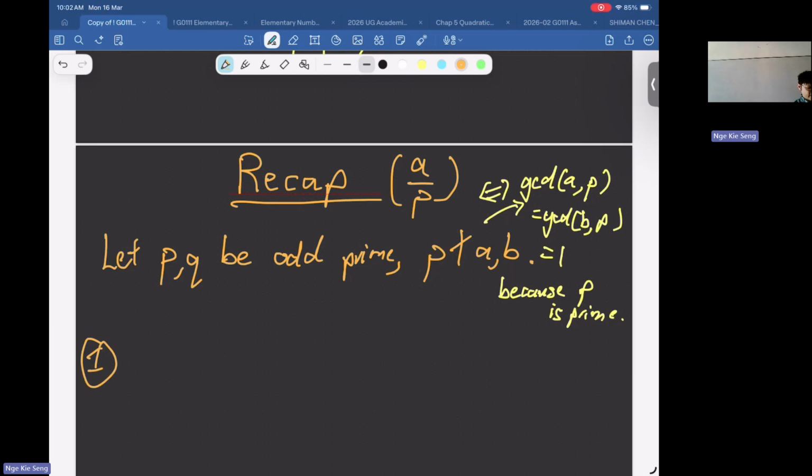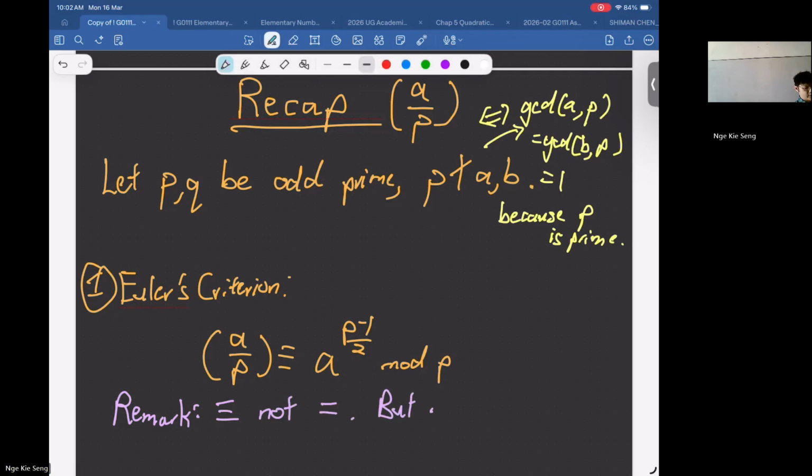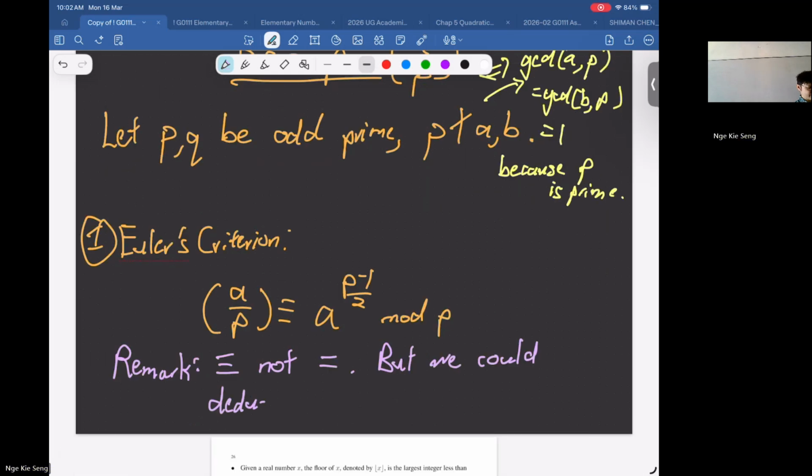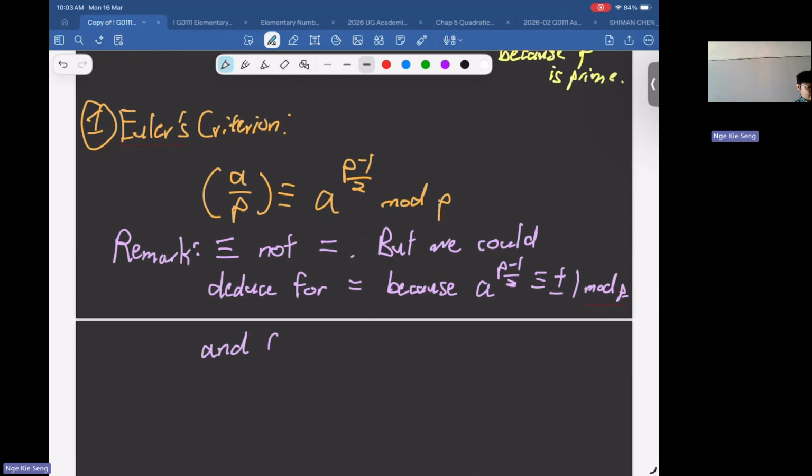So the first thing is Euler's criterion. Euler's criterion tells you that you can compute this number as congruent to a to the (p minus 1) over 2 mod p. But something to note here is that it says congruence, not equal. But we could deduce that it is equal, because this value here is always plus or minus 1 mod p. This is what we proved last time. And this Legendre symbol only takes plus or minus 1, so obviously it's congruent to plus or minus 1 mod p.